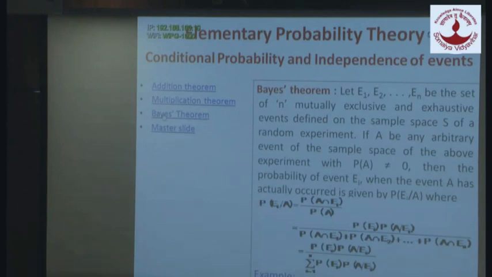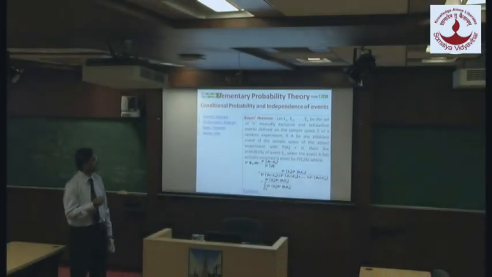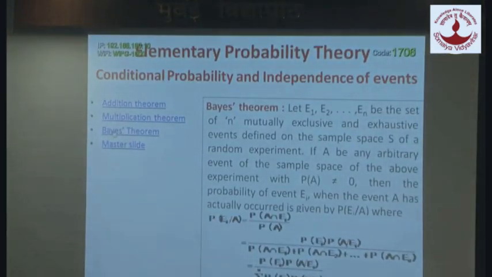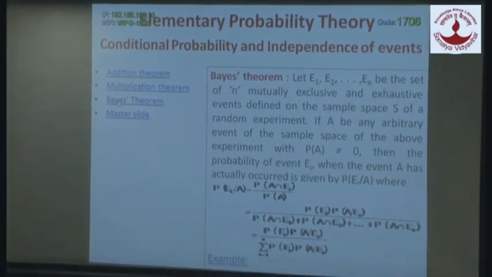Let E1, E2, E3, ..., En be the set of n mutually exclusive and exhaustive events defined on the sample space of a random experiment. Let A be any arbitrary event defined on the same space. All this prior information is given, and probability of A is not equal to 0. Then the probability of Ei when the event A has actually occurred is known as the posterior probability. It is given by probability of A intersection Ei upon probability of A. This definition is based on conditional probability.